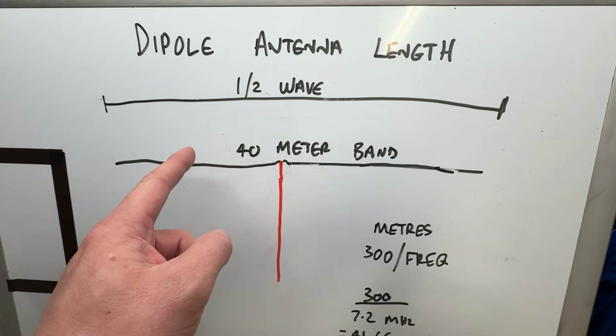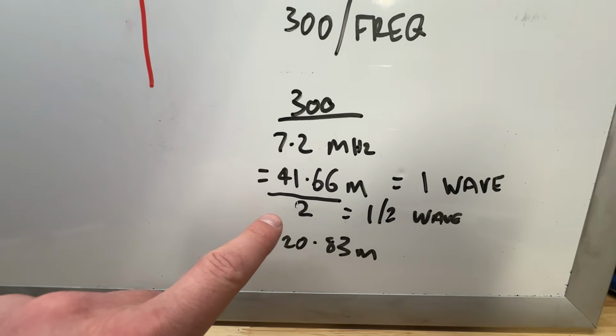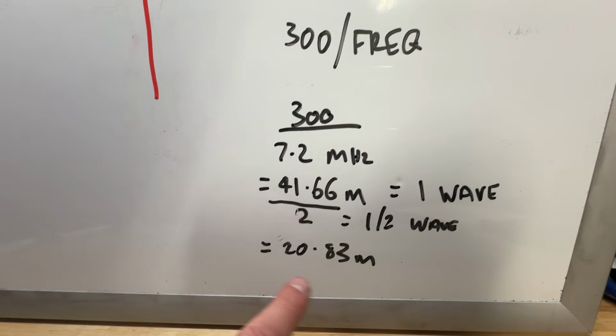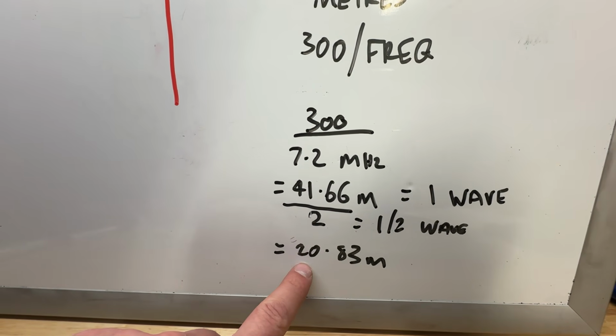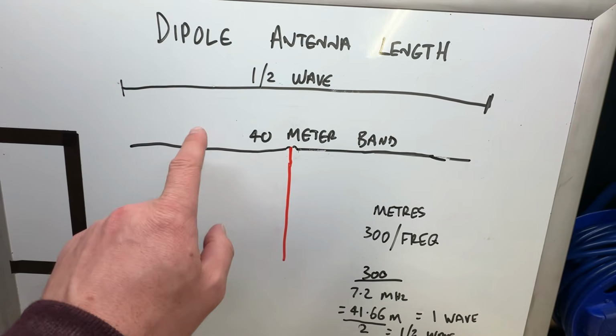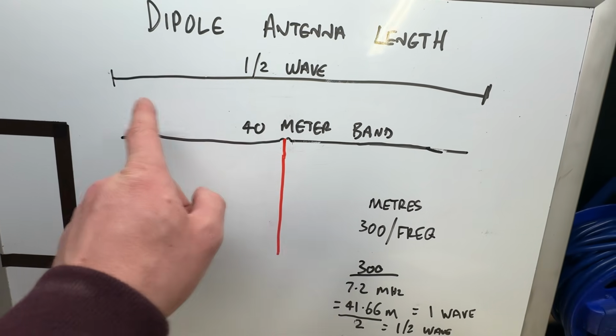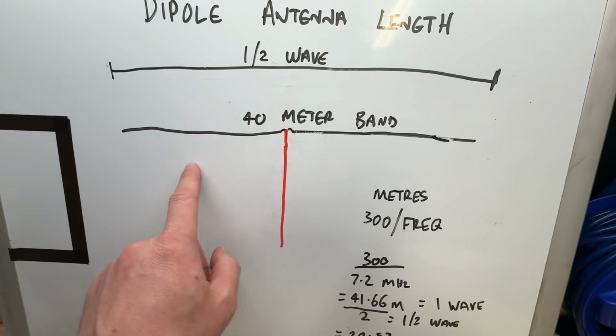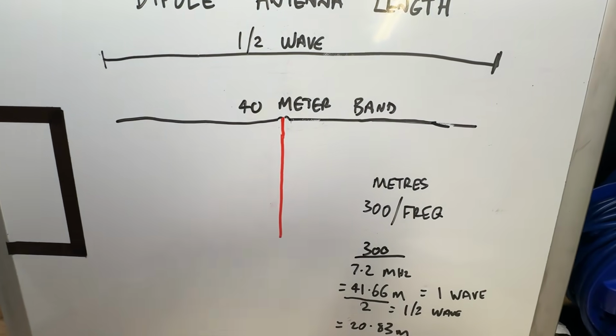Now we want half a wavelength. So we simply divide it by 2 to get our half wavelength. And that means that our dipole is 20.83 meters long. So we'll just do 20 meters long here total, and about 10 meters roughly per side.